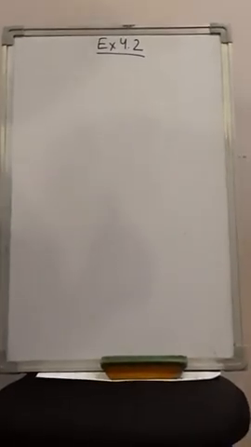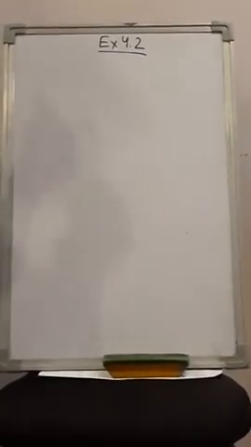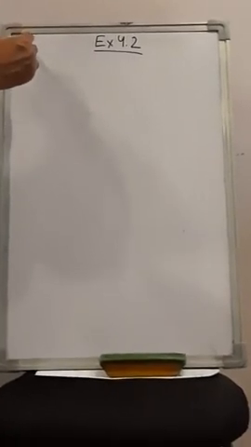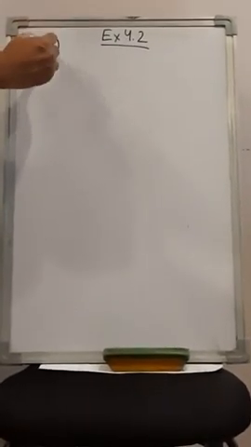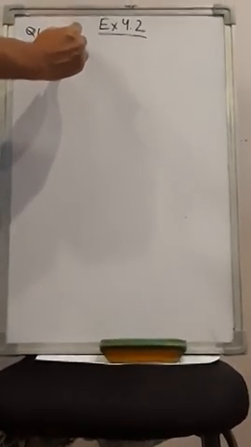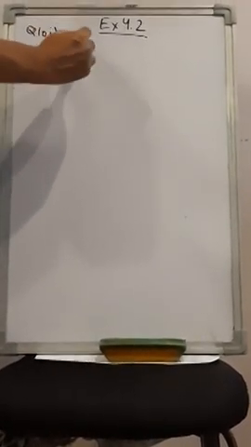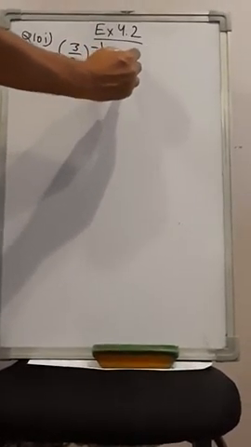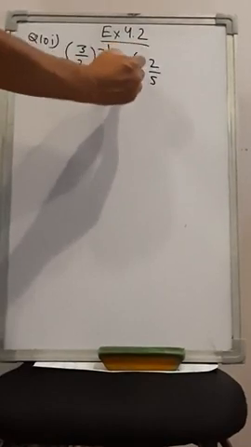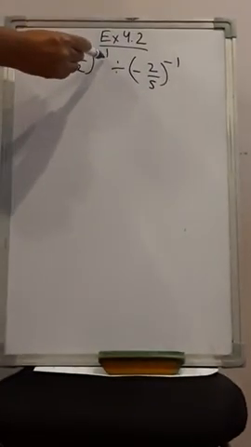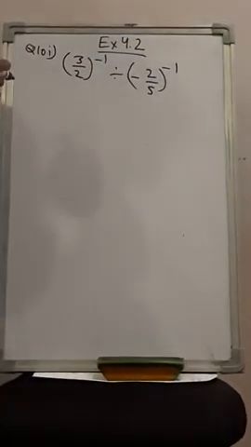Everyone, let us continue with exercise 4.2. Look at question number 10, first part. The question is to simplify (3/2)^-1 divided by (-2/5)^-1. Now you can notice here both the powers are given negative.